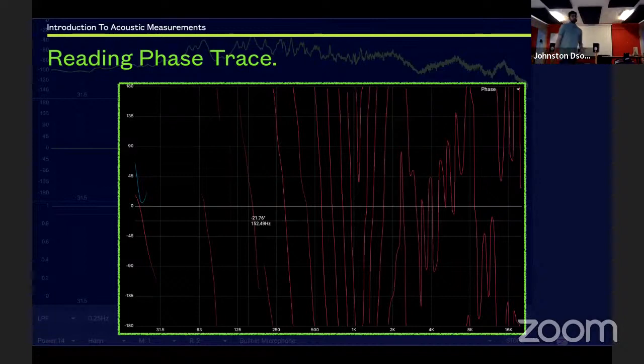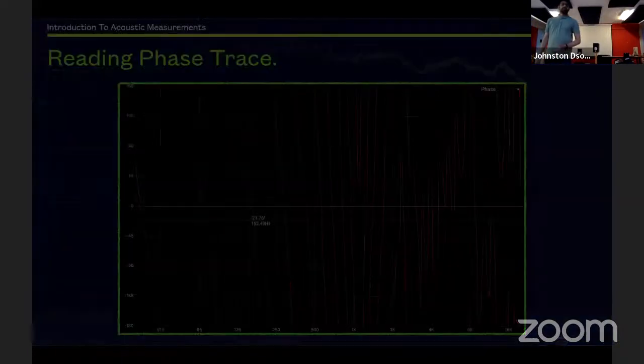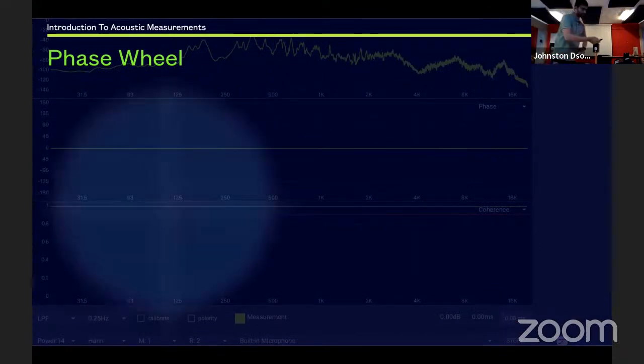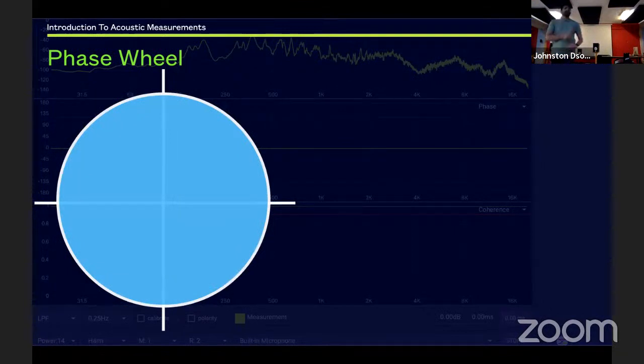To understand how to read those phase traces, we need to understand what the phase wheel is in the first place. We have 0 degree, 90 degree. We all know the degrees of a circle, right? We measure the circle in degrees. So we know what 0 degree is. The starting point will be 0 degree. Then we have 90, 180, and 270.